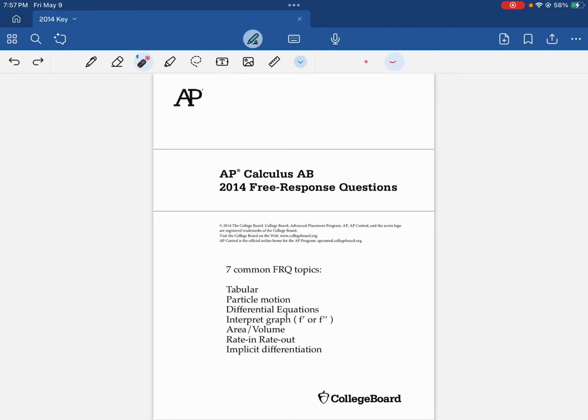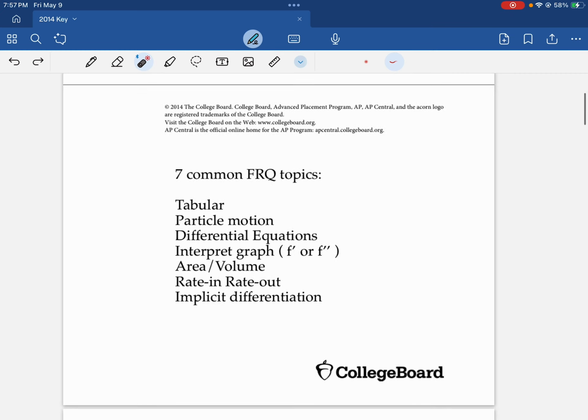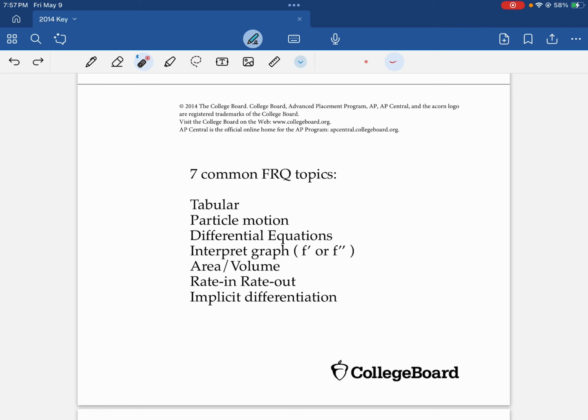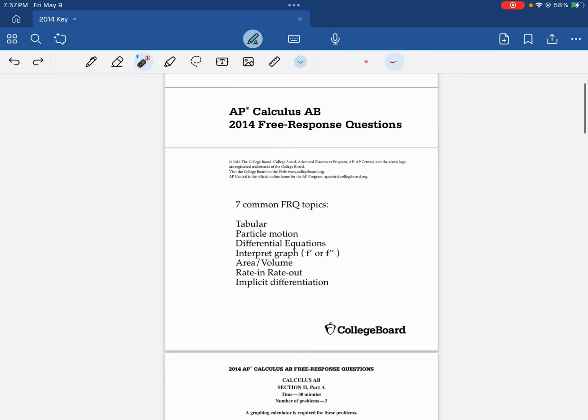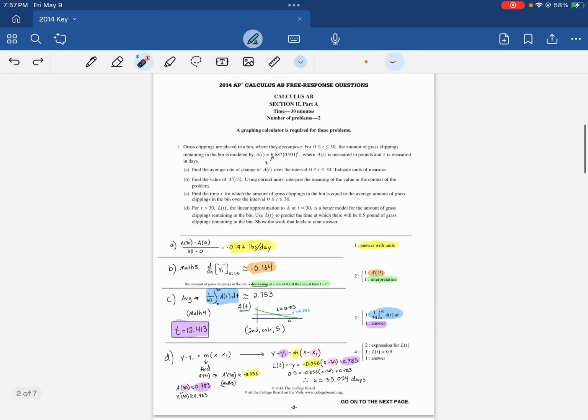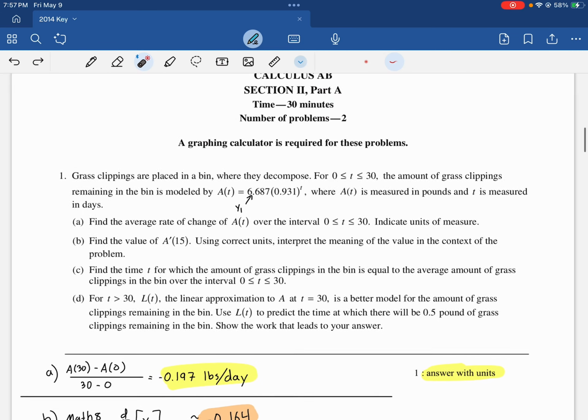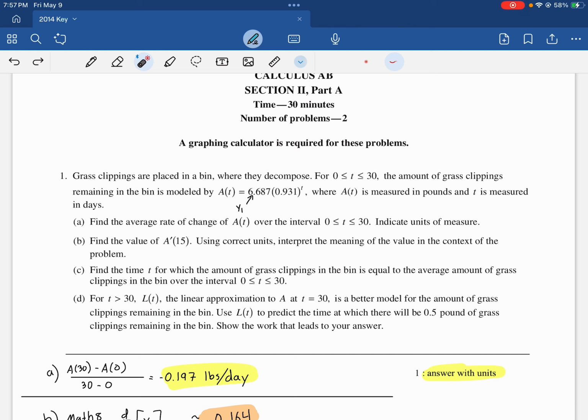Today we are going to look at the free response questions for the 2014 AP Calculus AB exam. Keep in mind there are 7 common free response questions that the AP exam likes to do. We'll take a look at the end and see how many of these 2014 had. For the first two, we're allowed access to a graphing calculator.